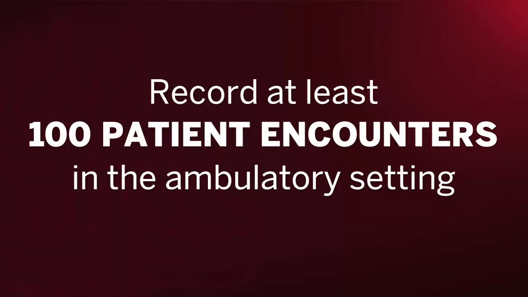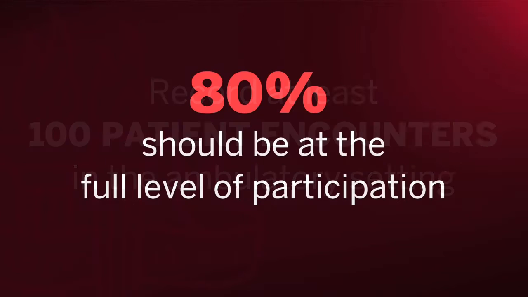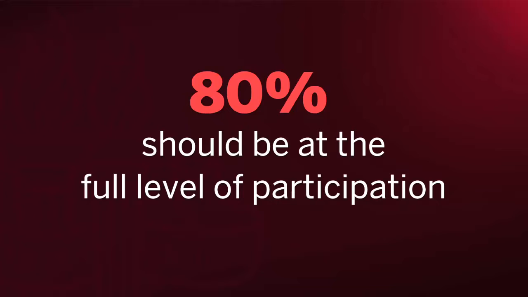You are required to record at least 100 patient encounters in the ambulatory setting, with 80% at the full level of participation, although I encourage you to record all patients and not just the minimum required. There are 30 required conditions that must be documented. All are common conditions seen in the ambulatory setting by a family physician. There are 20 required healthcare screenings that must also be documented. These are all evidence-based, with recommendations from the United States Preventive Services Task Force.